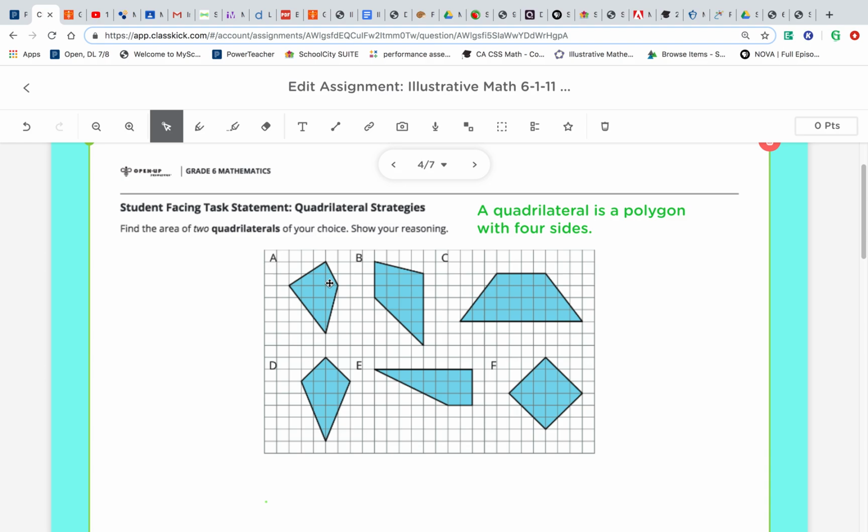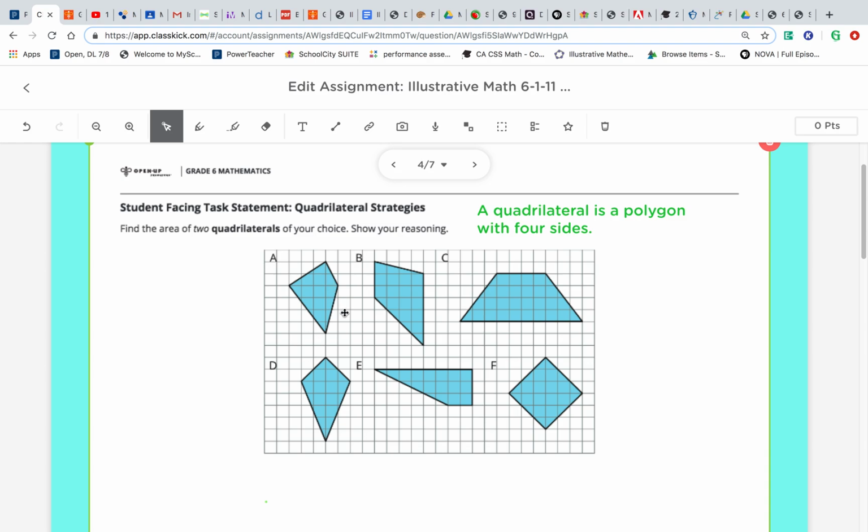So instead, what we want to do is see if we can break these polygons apart into figures that we know how to find the area for. We know how to find the area of a rectangle, and we know how to find the area of a triangle. So if we can break these up into those kinds of figures, then we can just find the area of those figures and put them together.